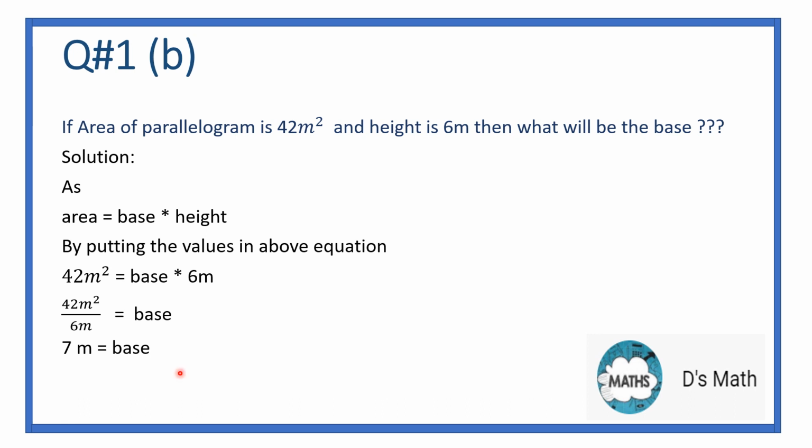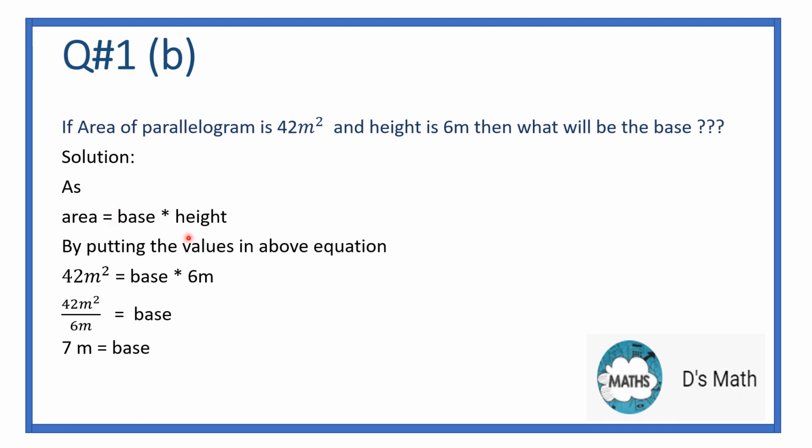Next, B part, question number 1. If the area of a parallelogram is 42 meters square and height is 6 meter, then what will be the base? In this question, we are given the area and height as well. So we are being asked to find the base. So we will use the formula of area, as the area is given.